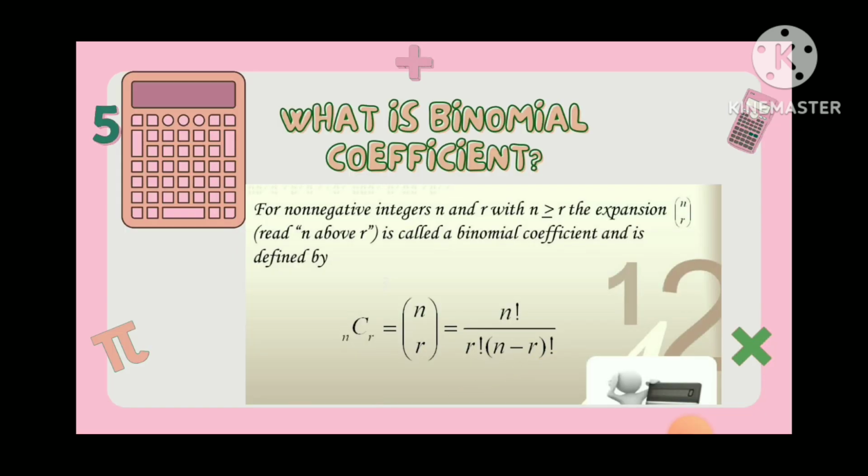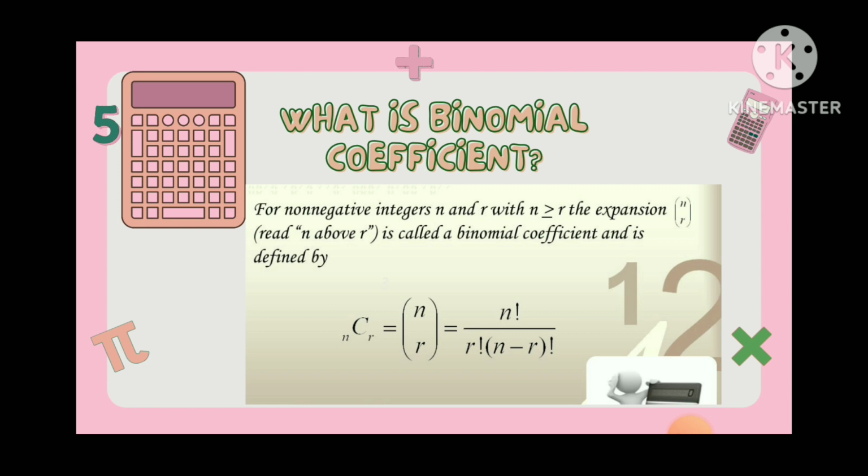What is binomial coefficient? It is for non-negative integers n and r with n greater than or equal to r. It means if our r is 5, our n should be 5, 6, 7, 8, etc. The expansion n choose r is called a binomial coefficient.